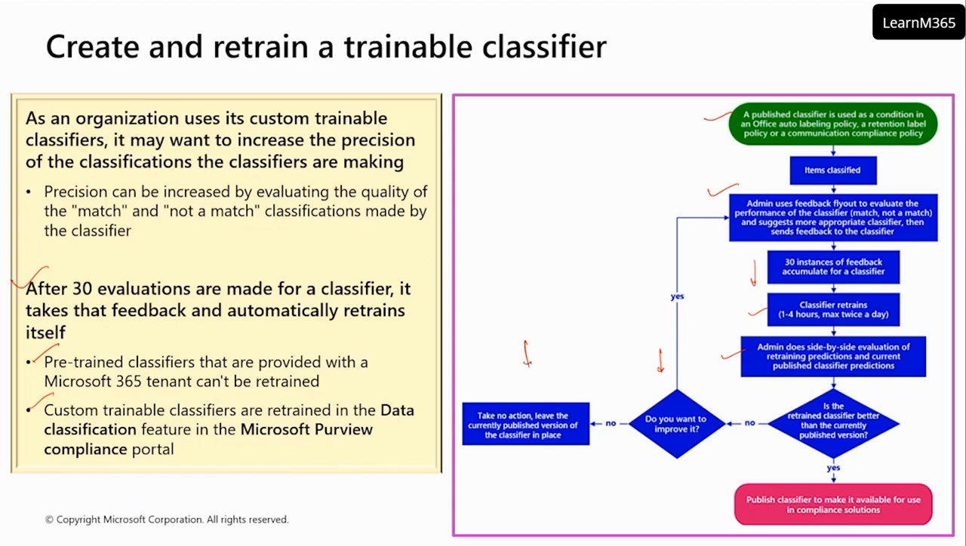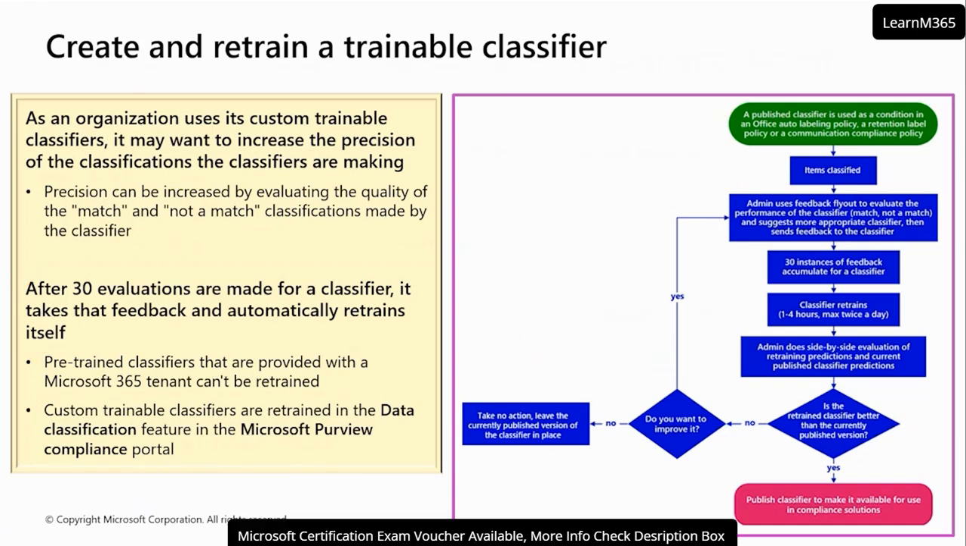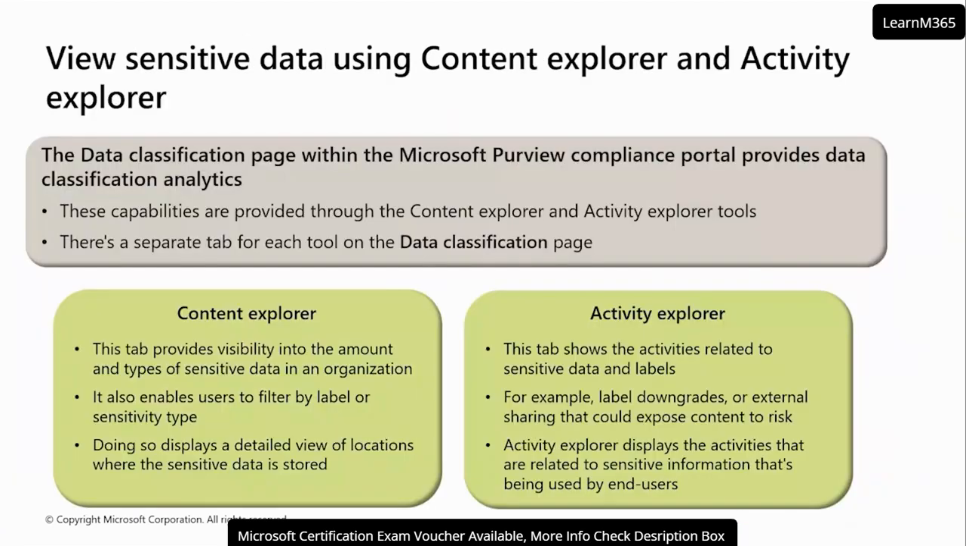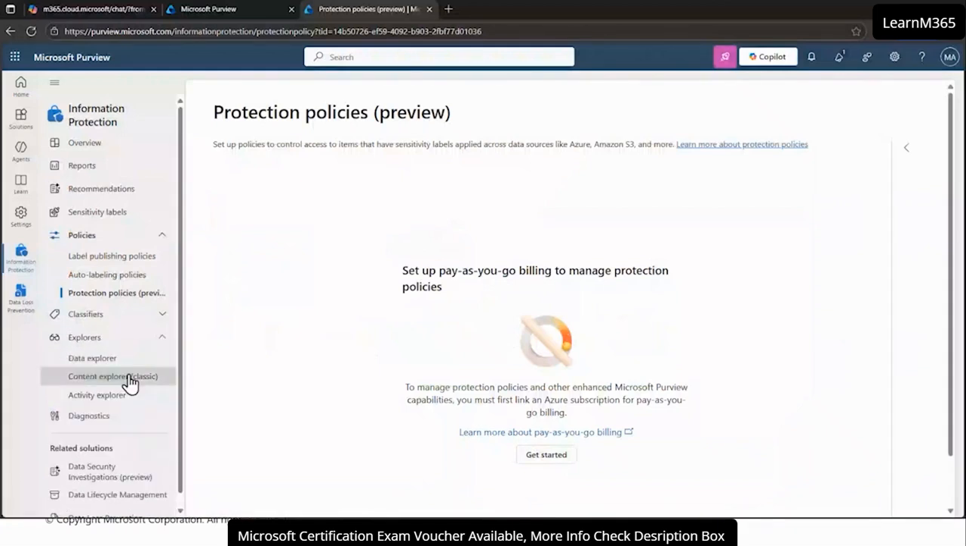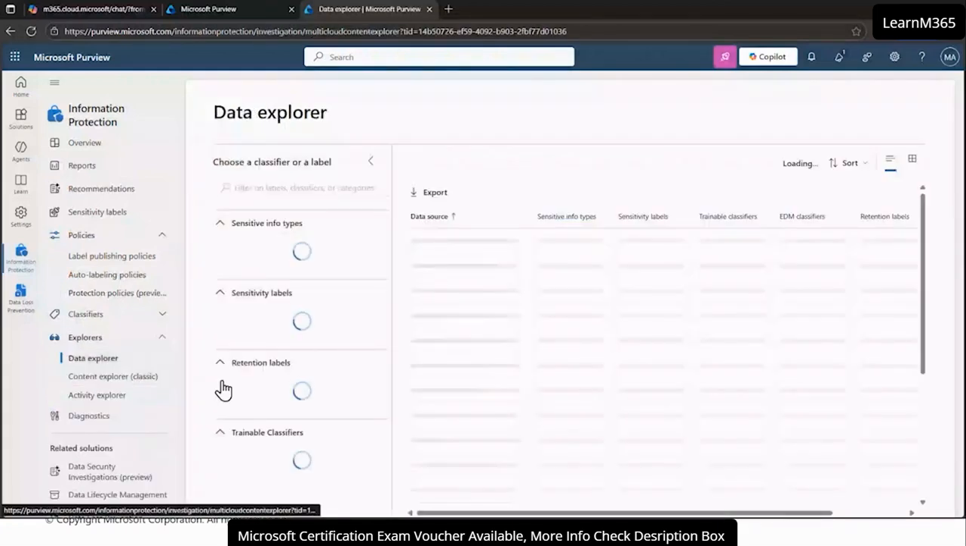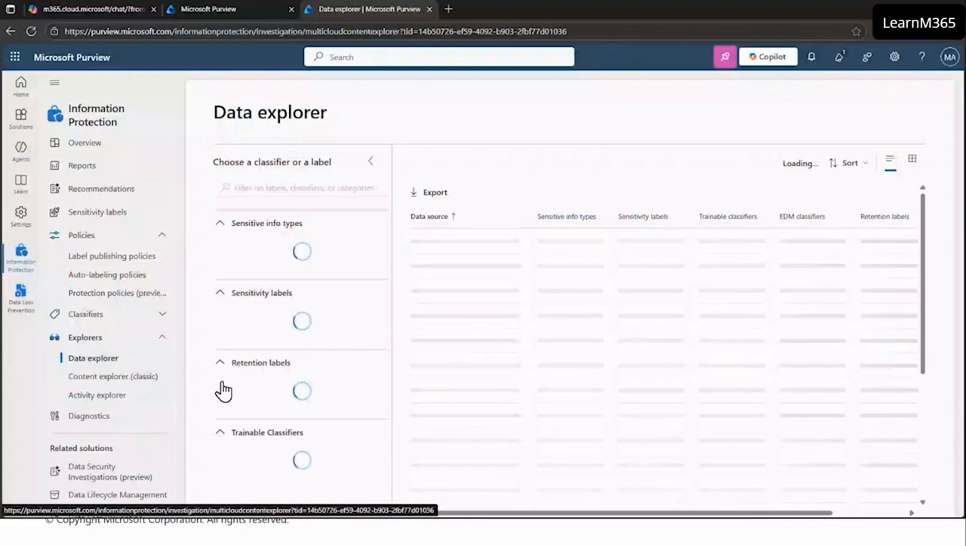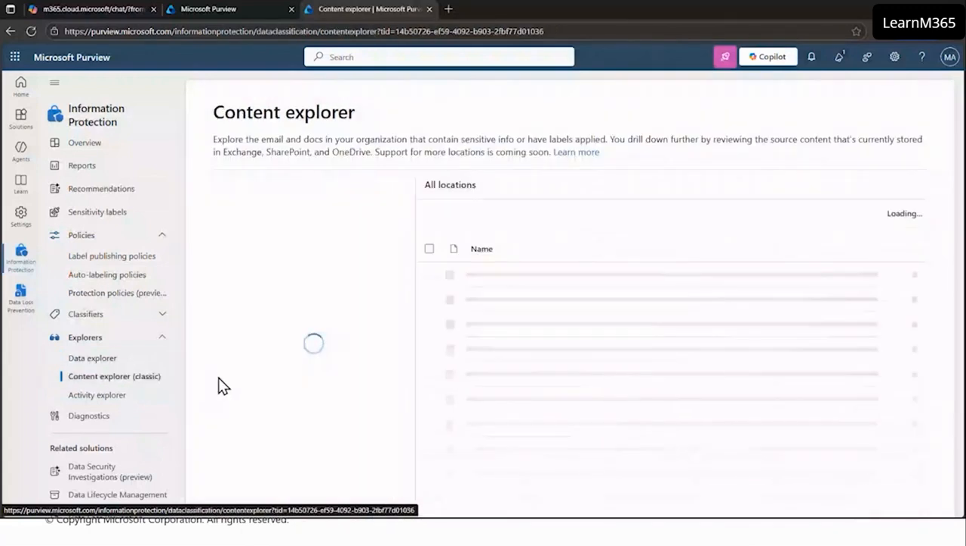Okay. Then we have Content Explorer, Activity Explorer. This is something we have talked about, but still again, you want to see this. You can see this Data Explorer, Content Explorer, Activity Explorer is there. So I can see what kind of data is present within my organization and the locations as well. I can see Data Explorer. I can see Content Explorer. So I can explore email and documents in my organization that contain sensitive information or have labels applied.